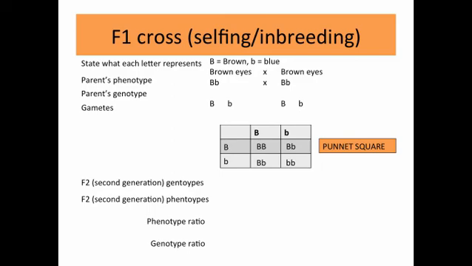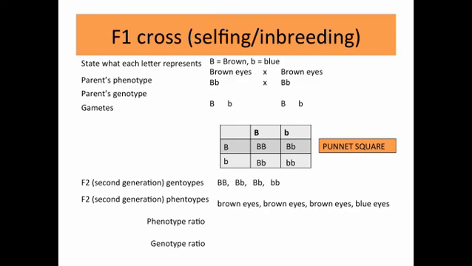So the F2 second generation genotypes are capital B capital B, that's homozygous dominant, capital B small b, those are heterozygous, and small b small b, which are homozygous recessive. So the phenotypes are, have a think about their eye colour, if you can figure it out. Brown eyes, brown eyes, brown eyes, and blue eyes.